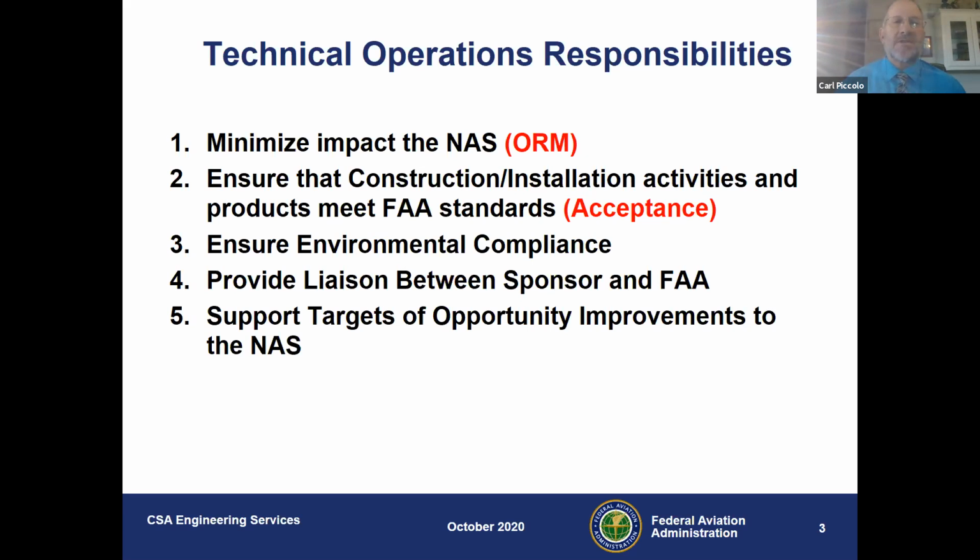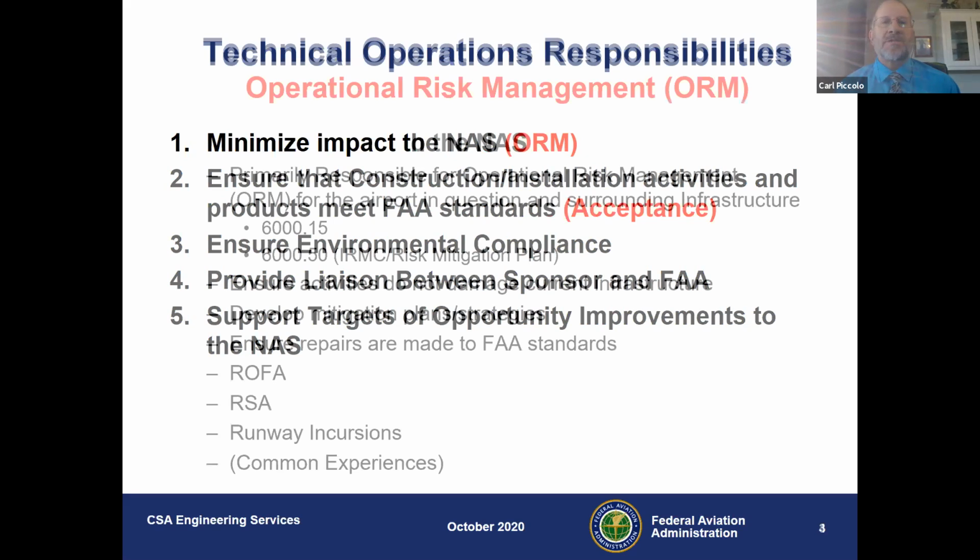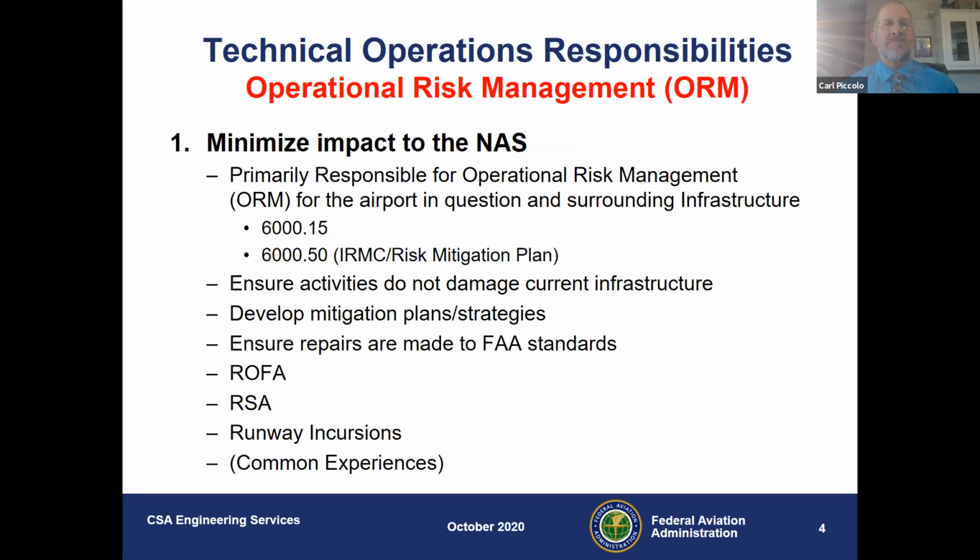Number three, we ensure environmental compliance. We provide liaison between you and all of the other organizations in the FAA, and we support targets of opportunity for improvements to the NAS. For instance, if you were extending your runway and we had an old FAA VASI at that airport, instead of moving that old equipment, we would work with the NavAids program office in Washington to supply a PAPI to upgrade that equipment. That's a good example.